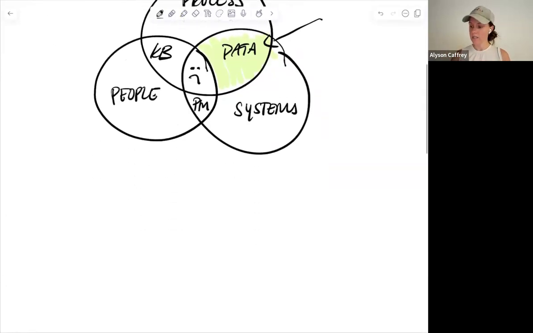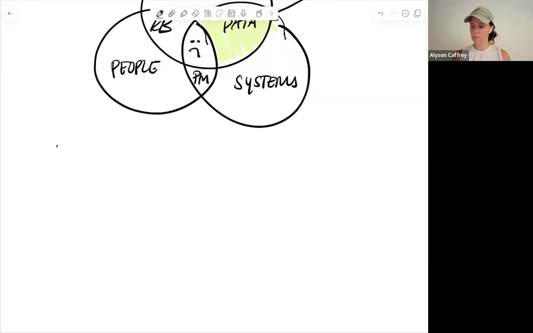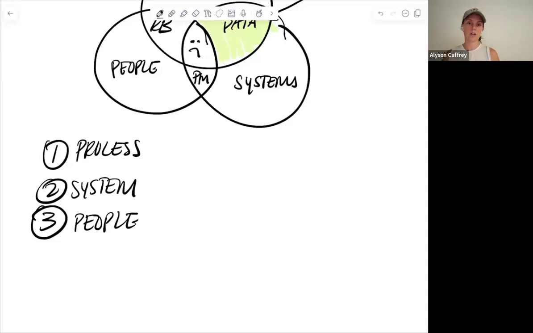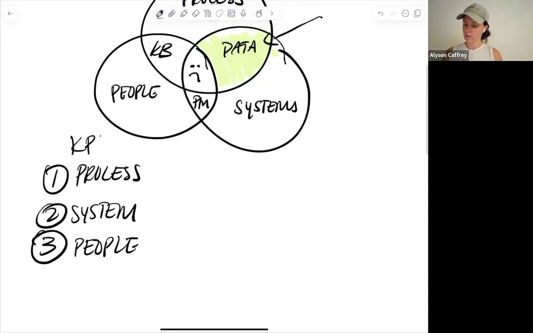And so data needs to be pulled at three levels. The basic three things that we have inside of the business: it needs to be pulled at the process level, at the system level, and at the people level. And the short term for all of these things is key performance indicators, right? We've got to make sure that we have key performance indicators defined for the how.